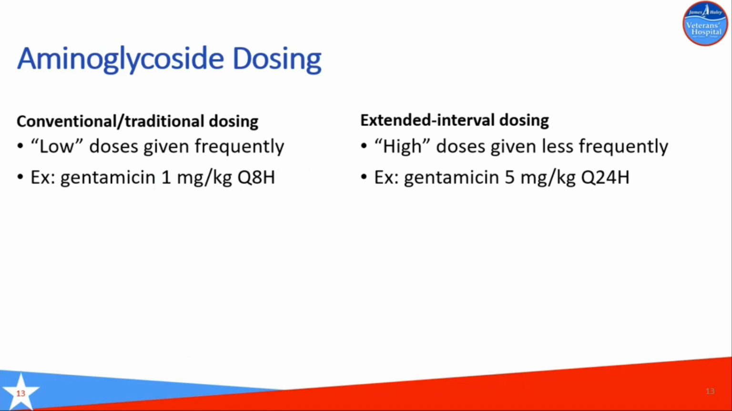There are two different ways that we can dose aminoglycosides. We have conventional dosing, which is typically low doses given pretty frequently, so maybe gentamicin 1 milligram per kilogram every 8 hours. And then we have extended interval or nomogram dosing, which tends to be the preferred dosing for most patients. These are higher doses given much less frequently, usually once a day, or it can be a little bit longer than a day as well.